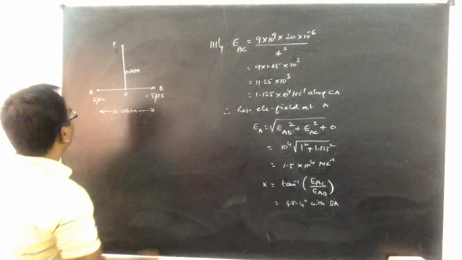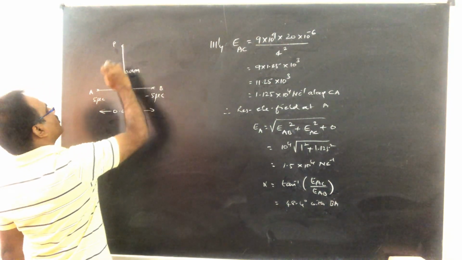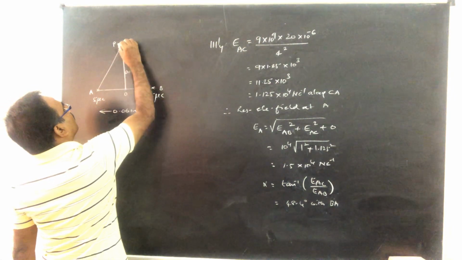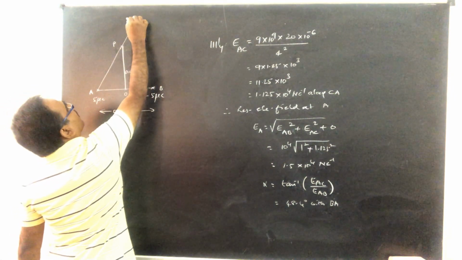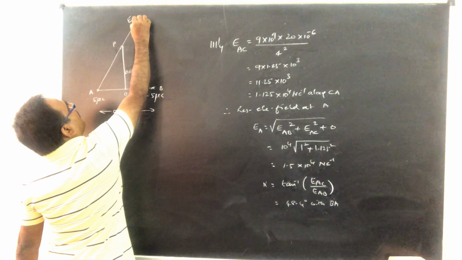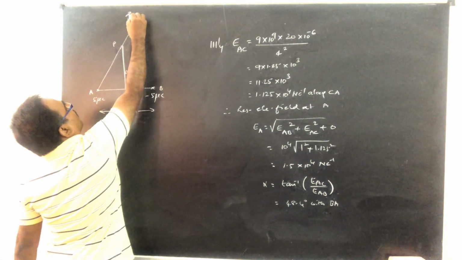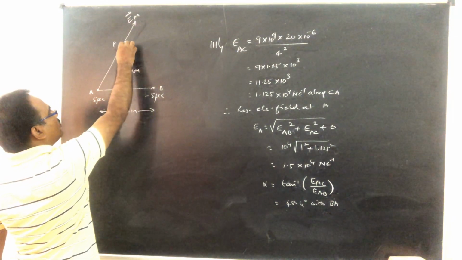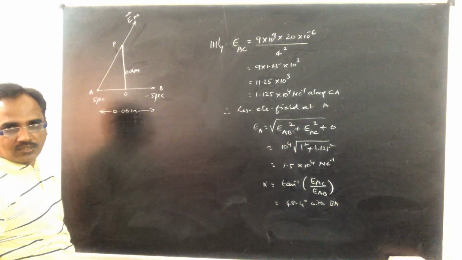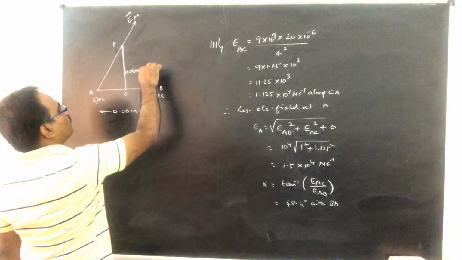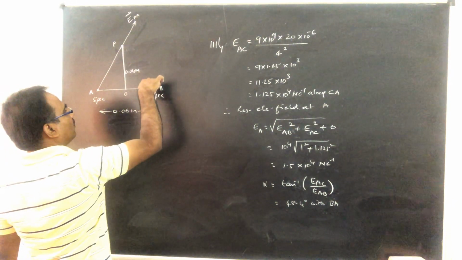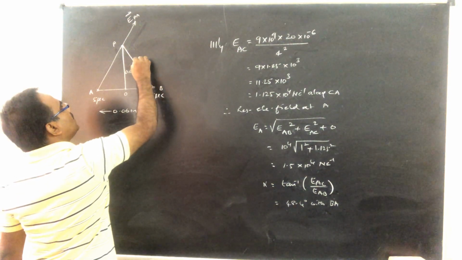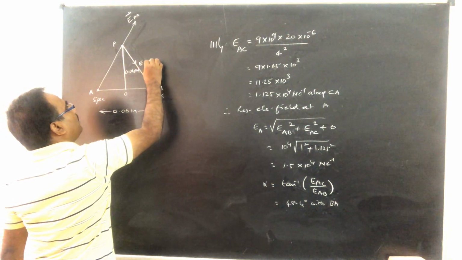That is, by applying principle of superposition, you find the electric field at P due to the charge at A. So this electric field is in this direction. This is EPA. This is a positive charge. At this point, you find the magnitude of electric field, and this is the direction. And also you find the electric field at P due to the negative charge here. So this is EPB.